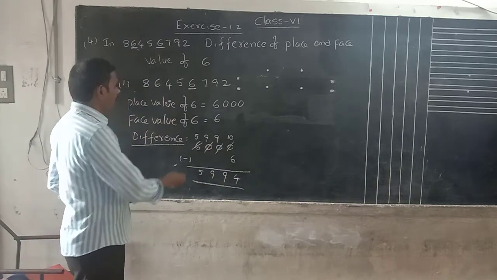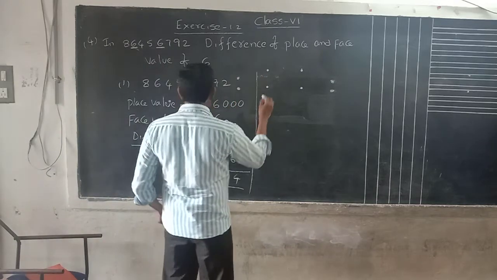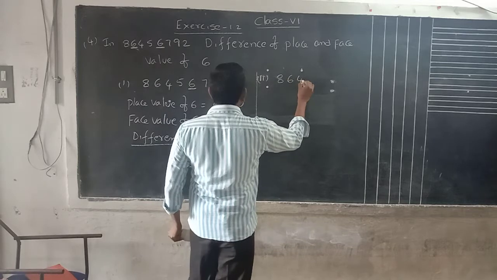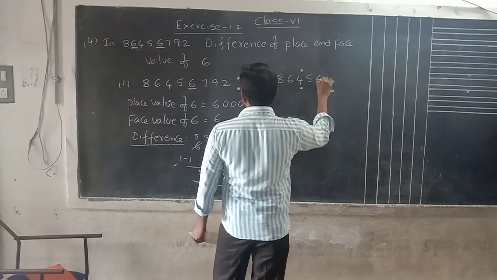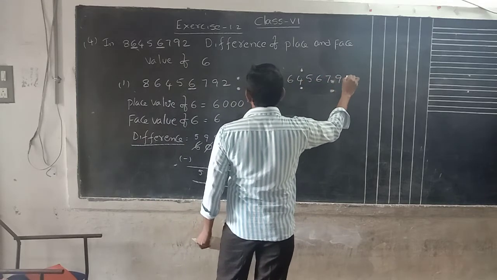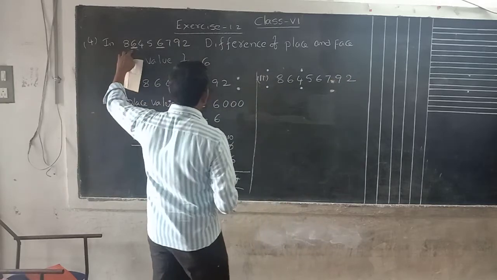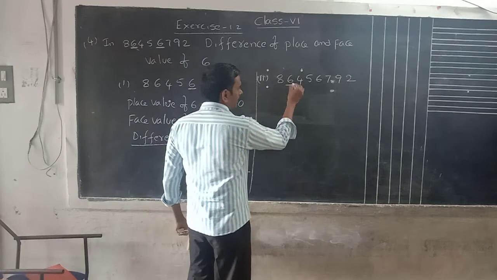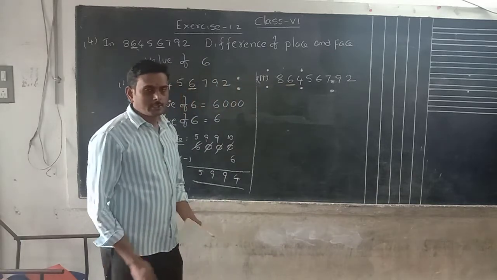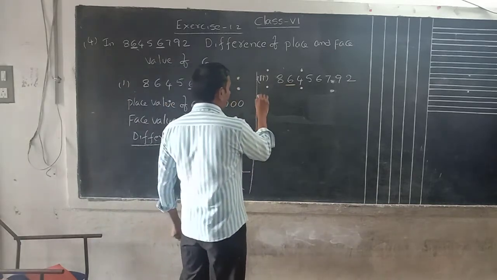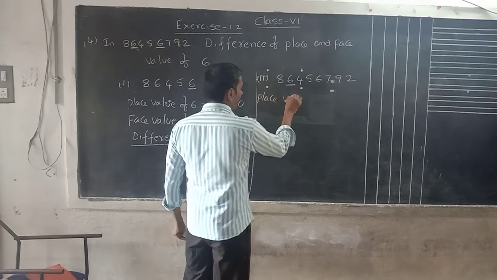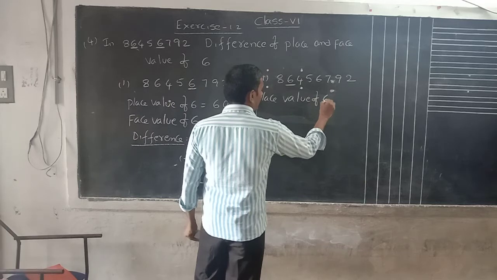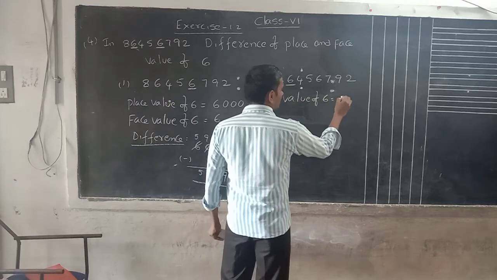For example, if I take one more question, it is given there: 8, 6, 4, 5, 6, 7, 9, 2, 5, 6, 8, 6, 4, 5, 6, 7, 9. This 6 is underlined here. Then what is its place value? Place value of 6.